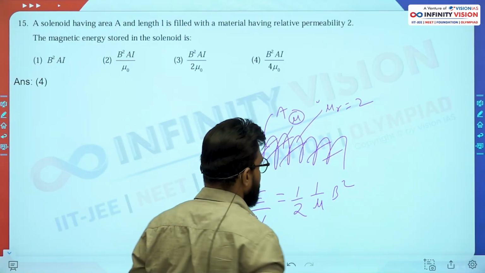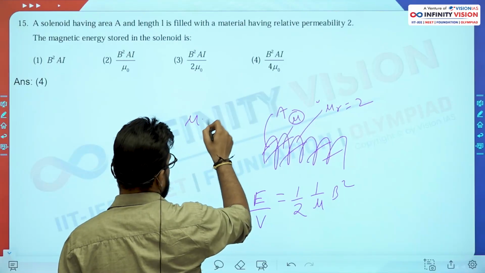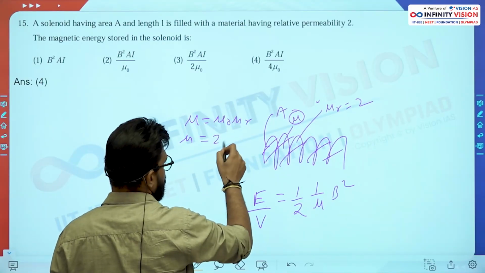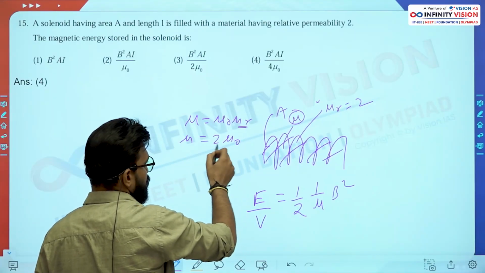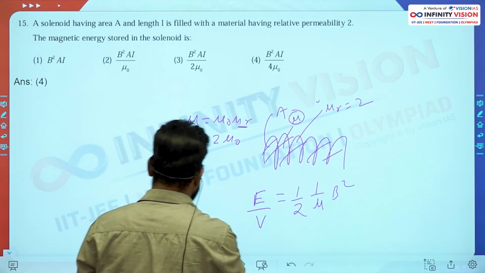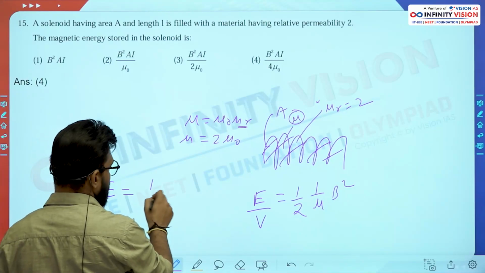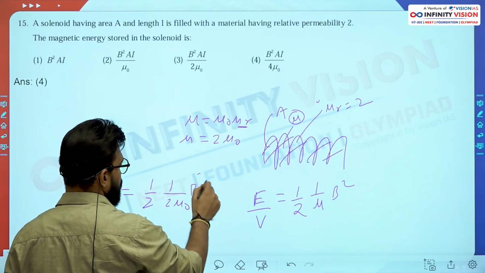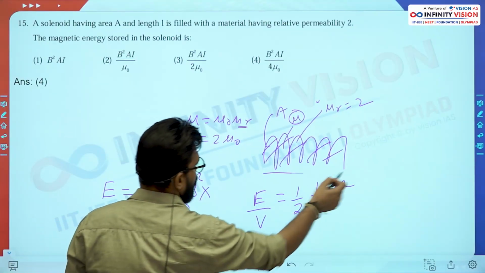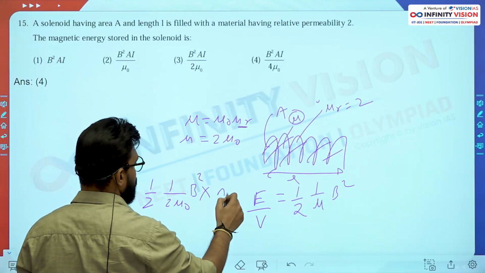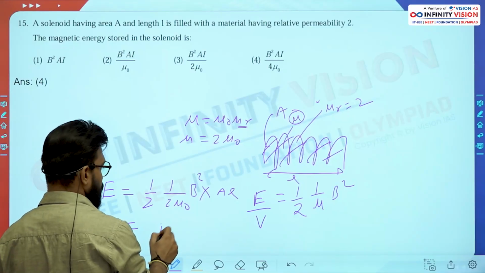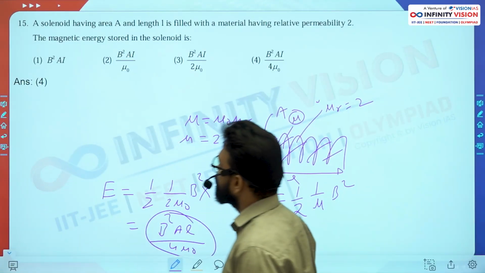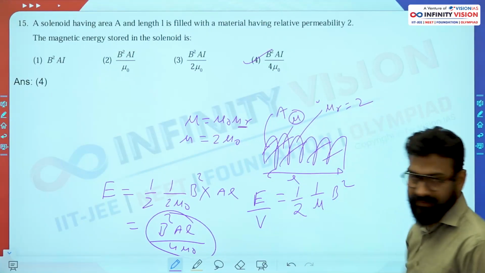the permeability of the medium. This mu comes out to be mu naught into mu r. So mu r is 2, so mu would be equal to 2 mu naught. So the energy stored in it would be equal to half by twice of mu naught, B square, into volume. What is volume? Volume is A into L. So this comes out to be B square AL by 4 mu naught. So the fourth option is the correct option that we are getting.